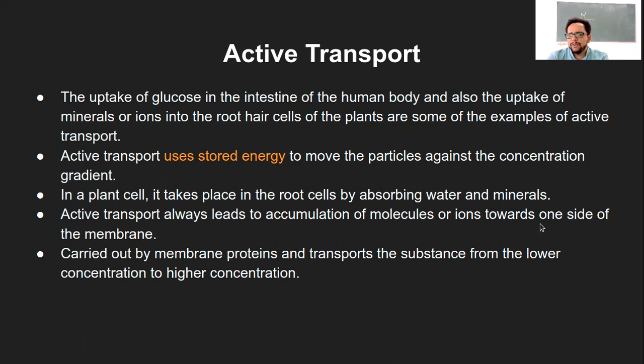And it will lead towards one side of the membrane, one side as in either within the cell or outside the cell, depending on whatever the active transport rate is and so on. But in this specific case, we will talk about the inside of the cell, where there is accumulation of these minerals or ions. And this is carried out specifically by these membrane proteins.